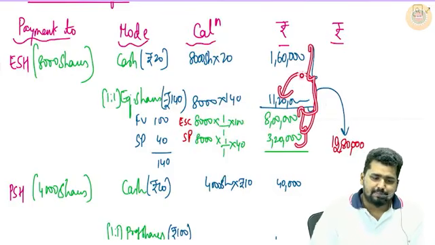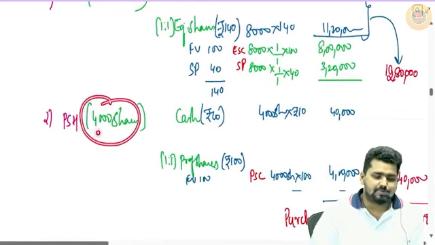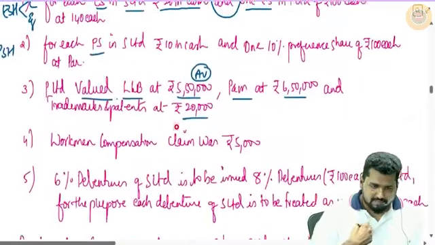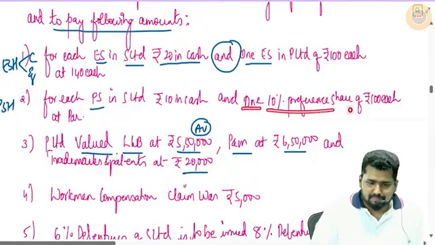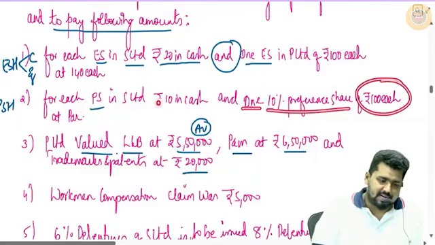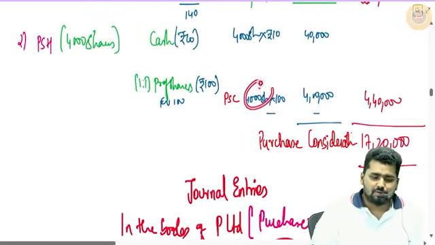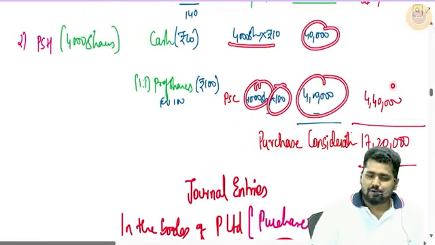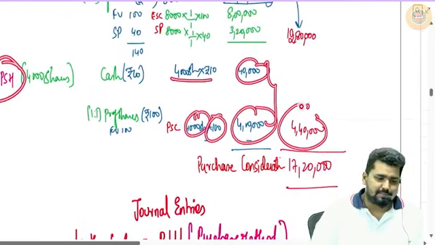So total how much I paid: 160 and 120. Total how much do I pay to equity shareholders? 12 lakh 80,000. Same like this, there are 4,000 preference shareholders. Cash 10 rupees I am giving. Preference shareholders I am settling with my preference shares. For each preference share, one preference share of our company of 100 is issued at par only. So 100 means 100 only I am giving. 4,000 into 10, 40. 4,000 into 100, 4 lakhs. So put together 440. So total for preference shareholders I am paying 440.